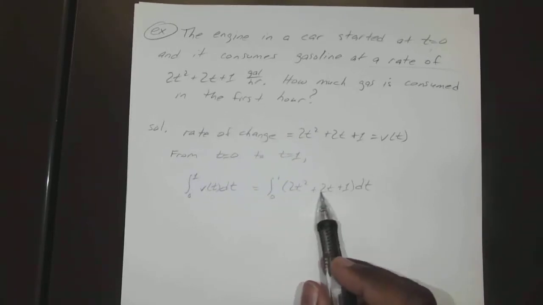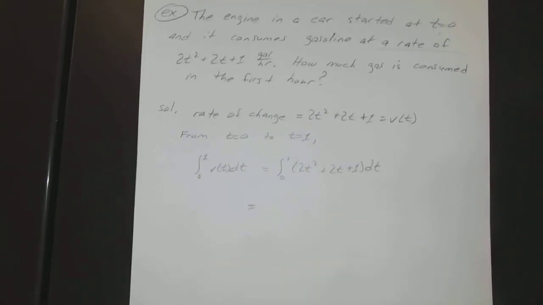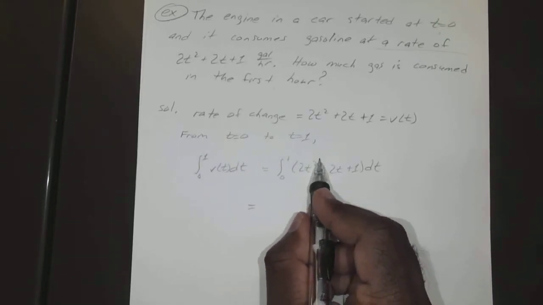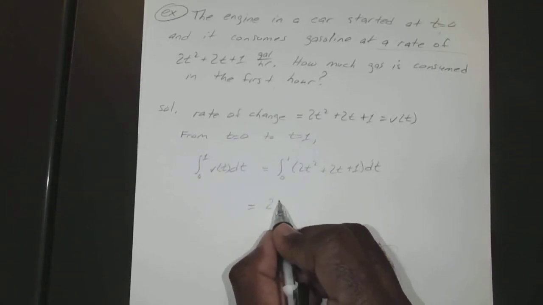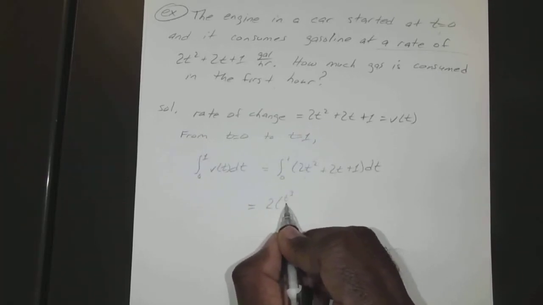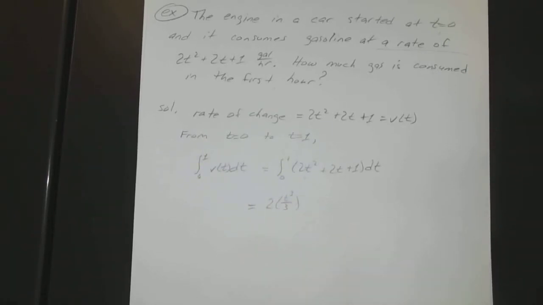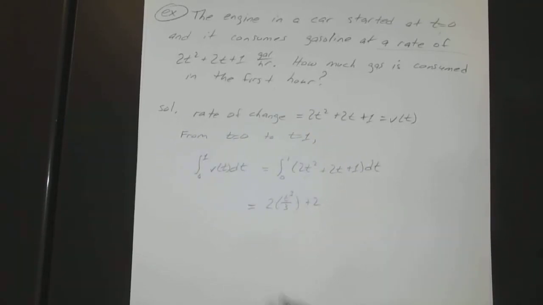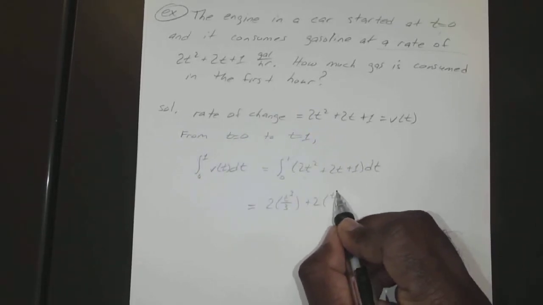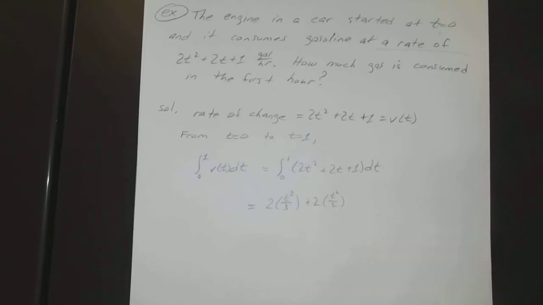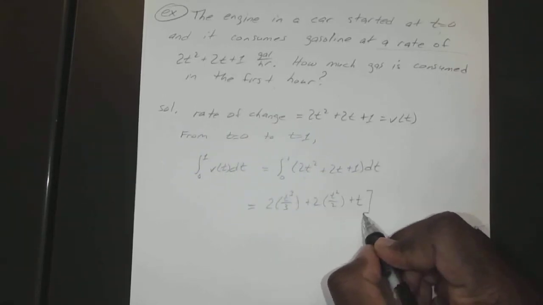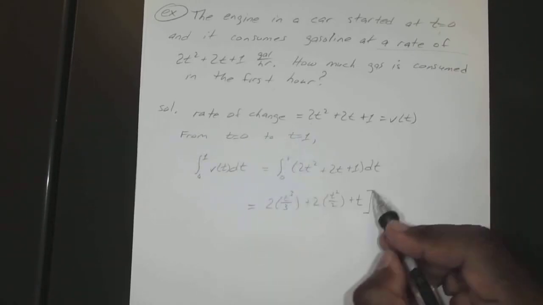Okay, so now we just go ahead and integrate each term. So the first term becomes t to the third over 3. So you have 2 times t to the third over 3 plus 2 times t squared over 2. And the integral of 1 is just t. And you go from 0 to 1.